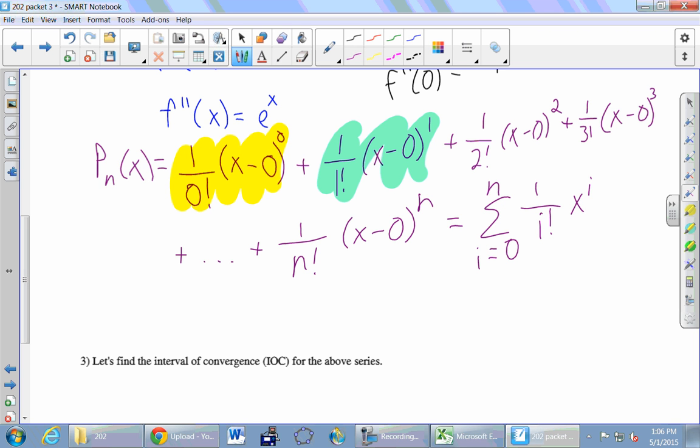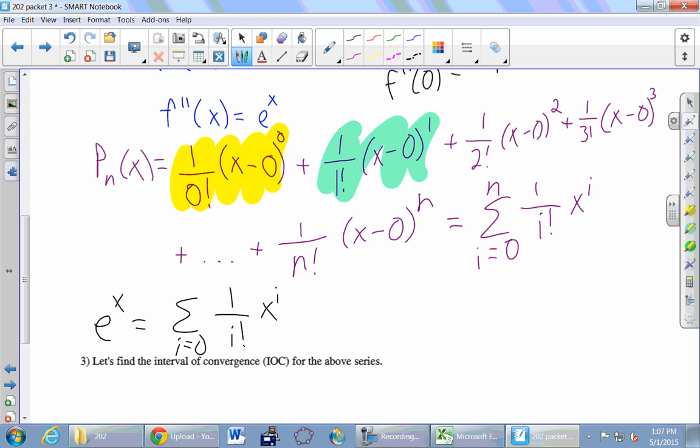N is our ending point, and even though we're treating it like it's some constant number, it shouldn't be the varying thing in the sigma. And then we're going to send it to infinity in a second. Okay, so that right there is our nth degree Taylor polynomial, and so what that means is that e to the x is equal to the sum from I equals 0 of 1 over I factorial x to the I.